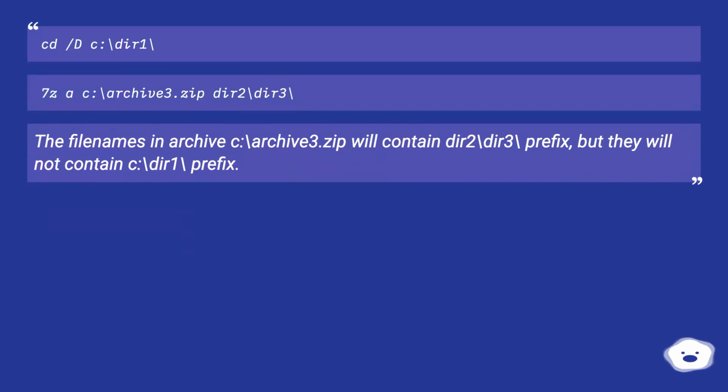cd /d c:\dir1, then c:\7za a c:\archive3.zip dir2 dir3. The file names in archive c:\archive3.zip will contain dir2 dir3 prefix, but they will not contain c:\dir1 prefix.